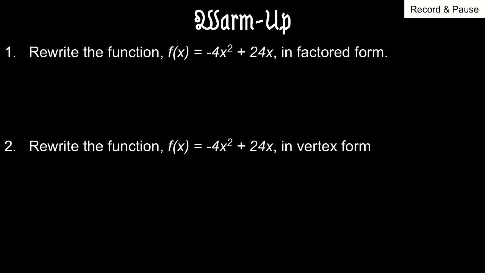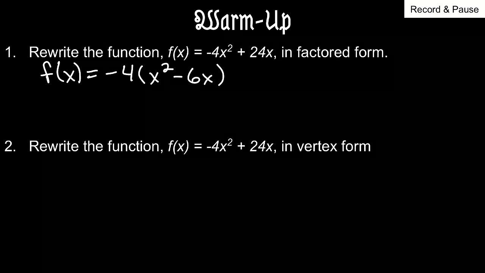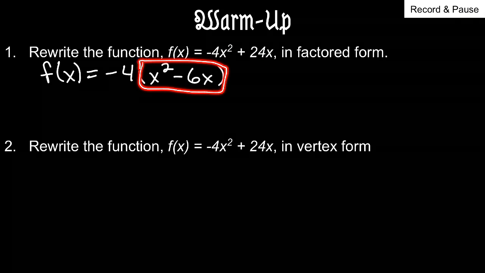All right, on this warm-up, we're given this function in standard form and we're supposed to write it in factored form. So we first notice that we can factor out that leading coefficient of -4. So as I do that, it'll be f of x is equal to -4 times the quantity. And then when we factor the -4 out of that, we are left with an x squared. And then we factor a -4 out of positive 24x, so we get -6x. Now we're still not in factored form because this needs to be factored.